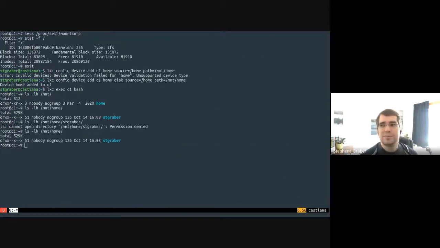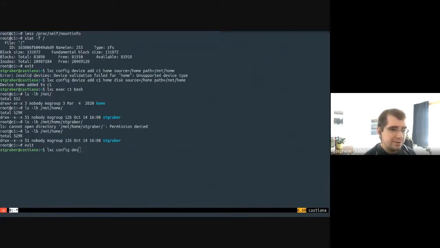Which is not the real nobody, no group. People tend to be a bit confused about that. It's actually the overflow UID and overflow GID, which means the UID that actually owns this path, which is user 1000 or something on the host, cannot be represented inside that namespace. And so it shows up as overflow, in this case nobody, no group.